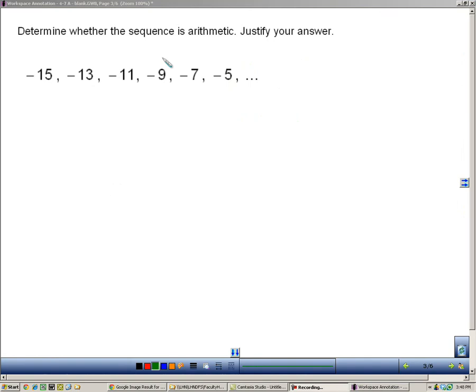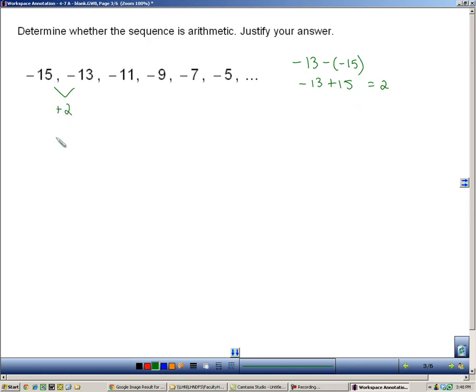Here's another sequence. We have to tell if it's arithmetic. So to get from negative 15 to negative 13, I know you can probably do that in your head, but I'm going to write them out. You take the negative 13 and subtract the number that comes behind it or in front of it. So negative 13 minus a negative 15 is really a plus 15. So that's going to be a positive 2.